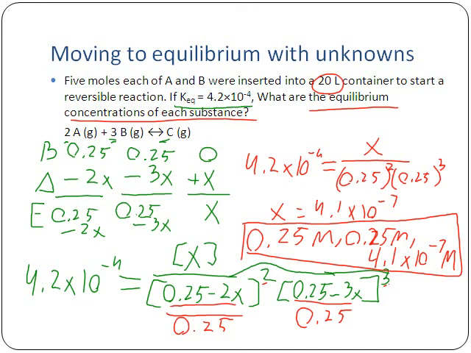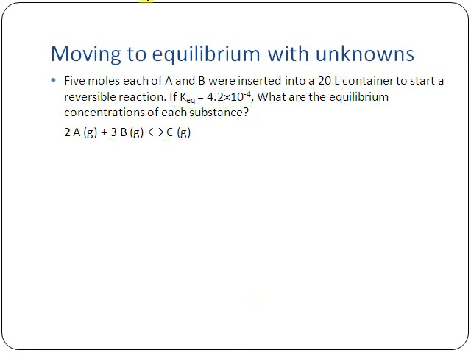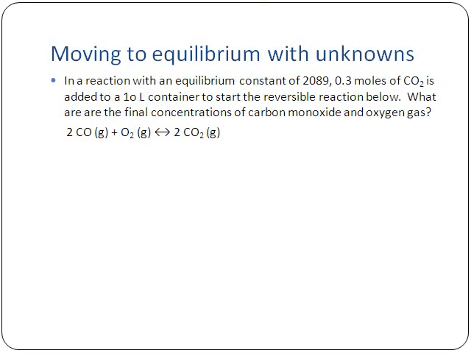So let's try out another one of these to make sure we get a little bit of practice on this. It works very similar to this last one. All right. In a reaction with an equilibrium constant of 2089, 0.3 moles of CO2 is added to a 10-liter container to start the reversible reaction below. What are the final concentrations of carbon monoxide and oxygen gas? So we have 2CO plus O2 reversibly yields 2CO2.